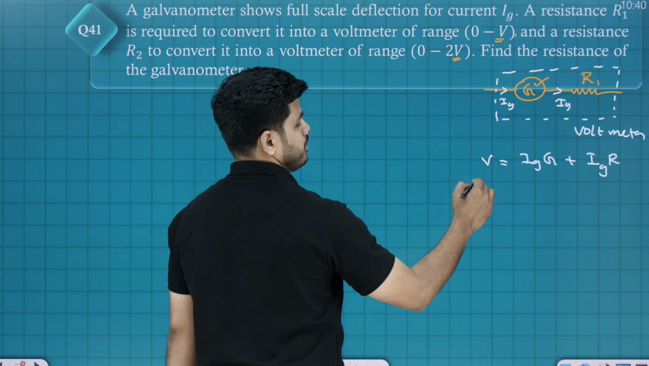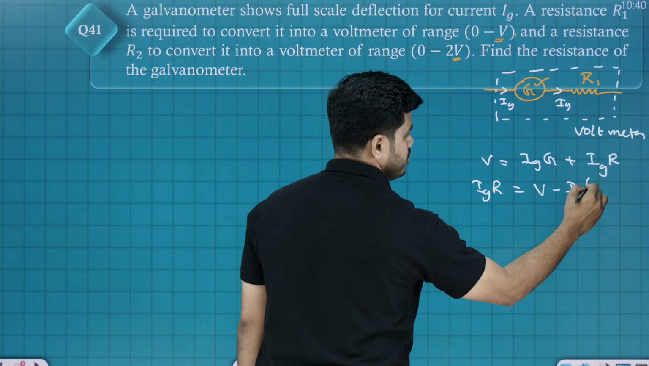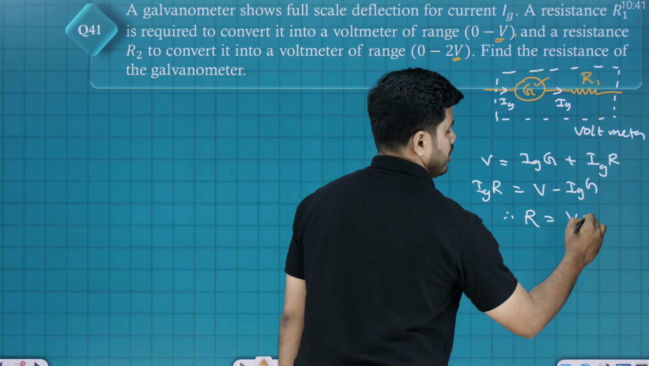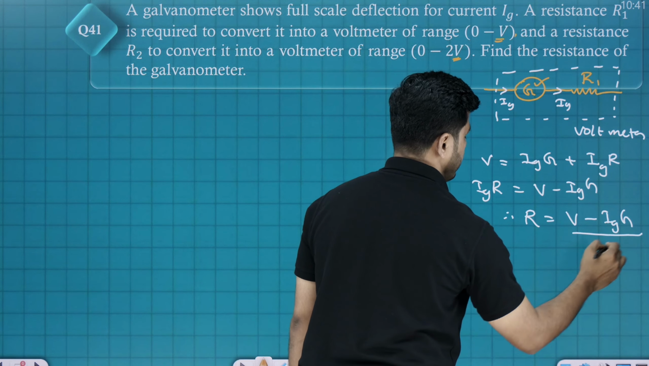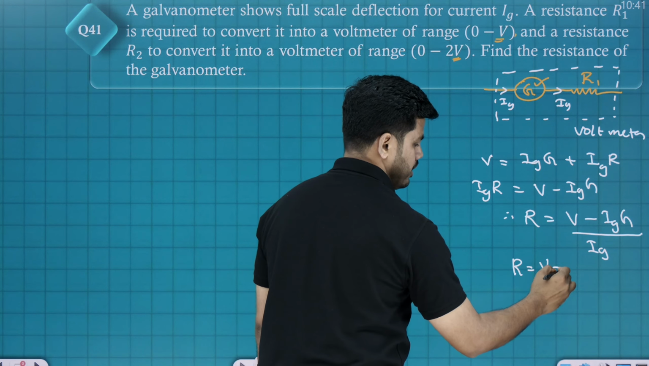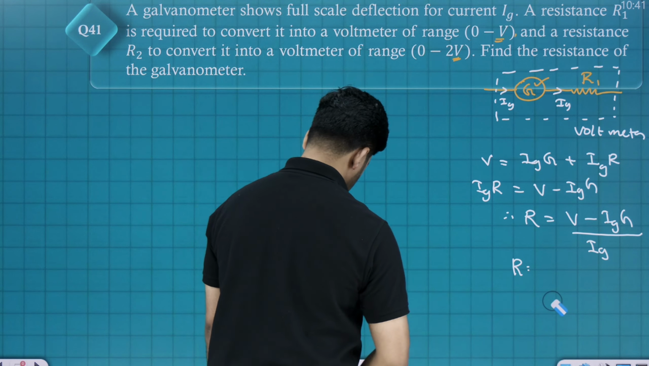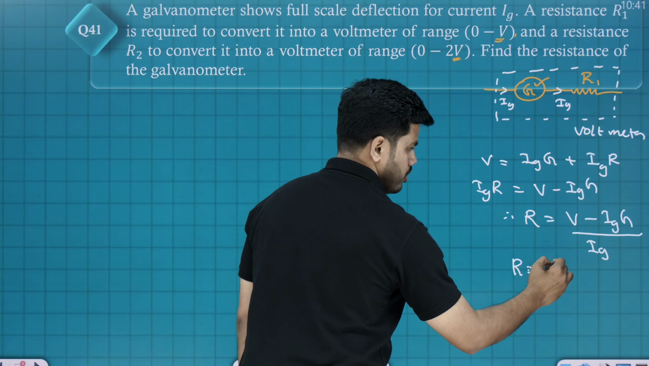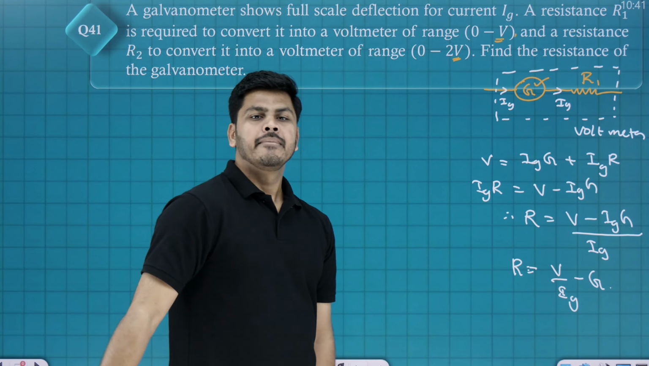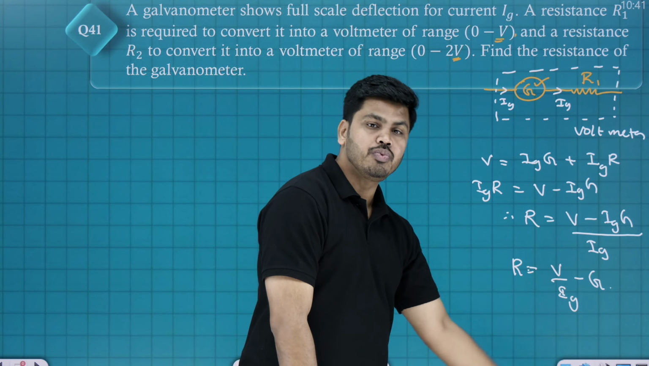Now we can find out R from it. What is Ig into R? So we take Ig into R is equal to V minus Ig into G. And this is how we found the large resistance to be connected. V minus Ig into G divided by Ig. So if we split that into a simple form, we can write V by Ig minus G. So R is equal to V by Ig minus capital G. This is the equation for the resistance to be connected in series to convert the galvanometer into a voltmeter of range V.